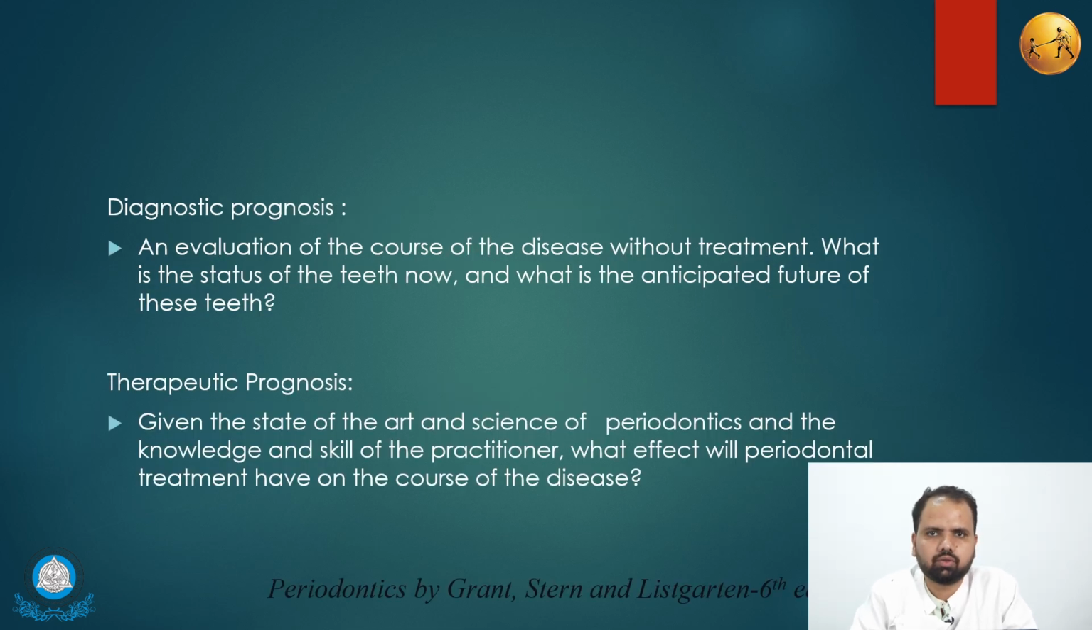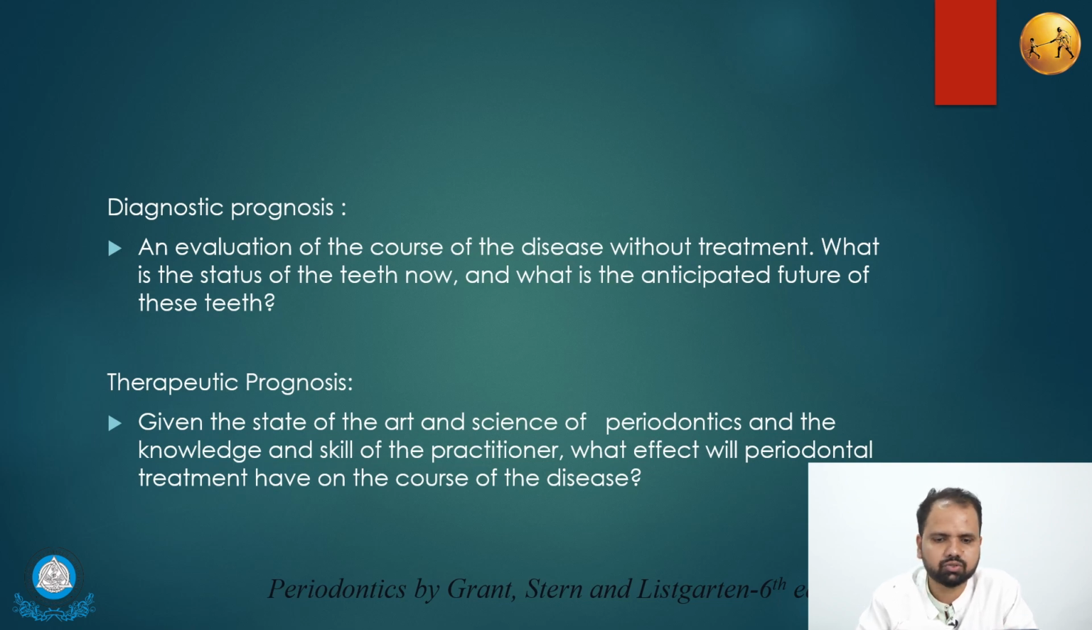There are three types of prognosis which are estimated during the clinical course of diagnosing a particular patient. The first one is diagnostic prognosis. It is basically an evaluation of the course of the disease without treatment. Second is the periodontal prognosis or the therapeutic prognosis, which, given the state of the art and science of periodontics and the knowledge and skill of the practitioner, will affect the periodontal treatment and the effect of that periodontal treatment on the duration of the course of the disease.